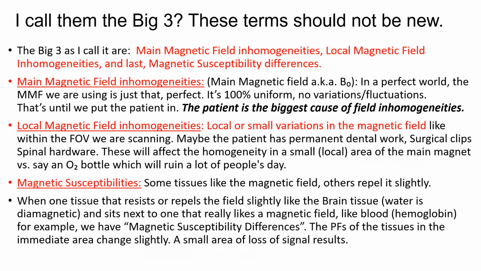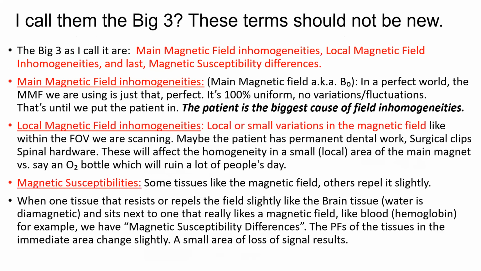So let's go through those real quick. Again, in my classes I call them the big 3, okay? These terms here should not be new to you. You should have heard these at least a couple of dozen times before. So main magnetic field inhomogeneities is B0, the main magnet that you're putting your patient into. How good is it? How perfect? The manufacturers try to make it perfect, but they just really can't. I mean, come on, there's nothing in this world that's perfect. And they're not perfect to begin with.